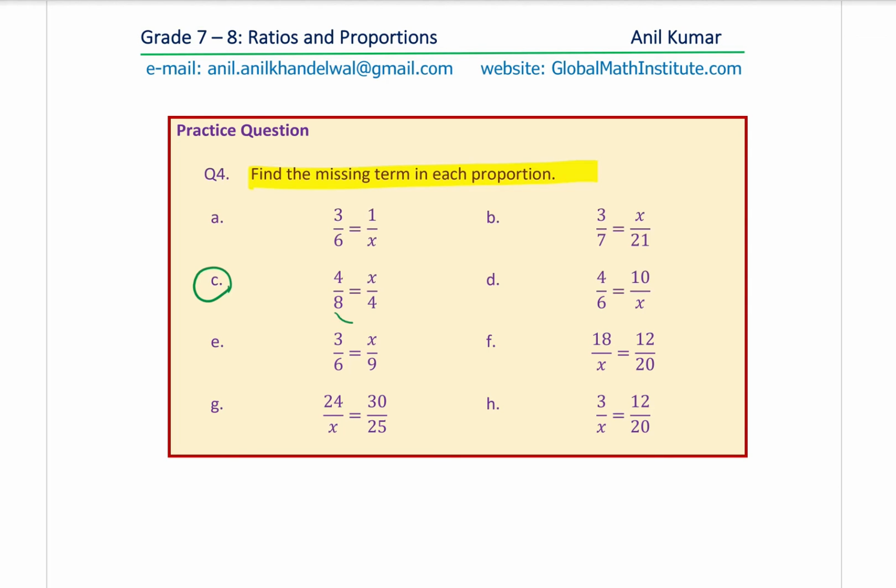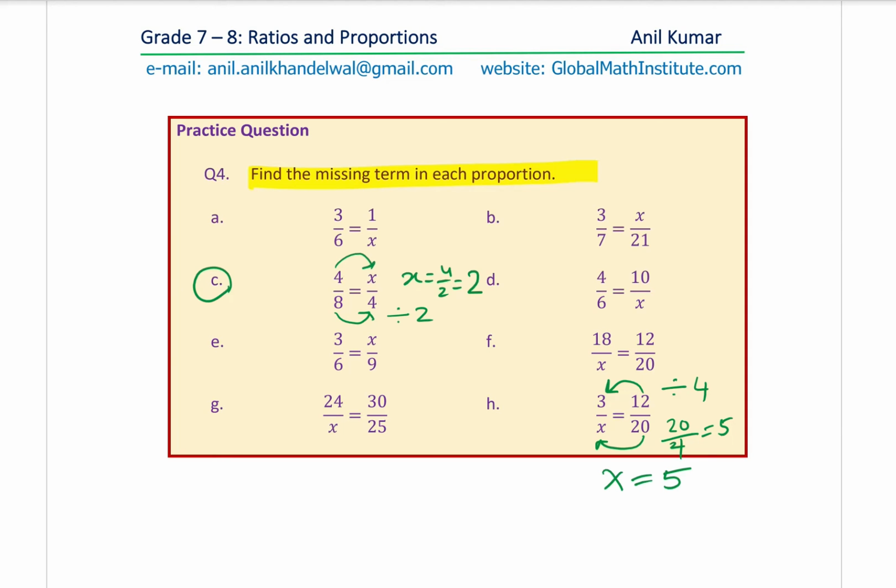We can see that if I'm going from left to right, I'm actually dividing by 2. So when I divide by 2, what do I get? I get x equals 4 divided by 2, which is 2. So my answer is 2. Now let's take here. When you go from 3 to 12, but you need to find the x, you have to come from the other side. So 12 to 3 is again dividing by 4. So when you divide 20 by 4, you get 5. And therefore, we can write x is equal to 5. Clear? That is how it should be solved.